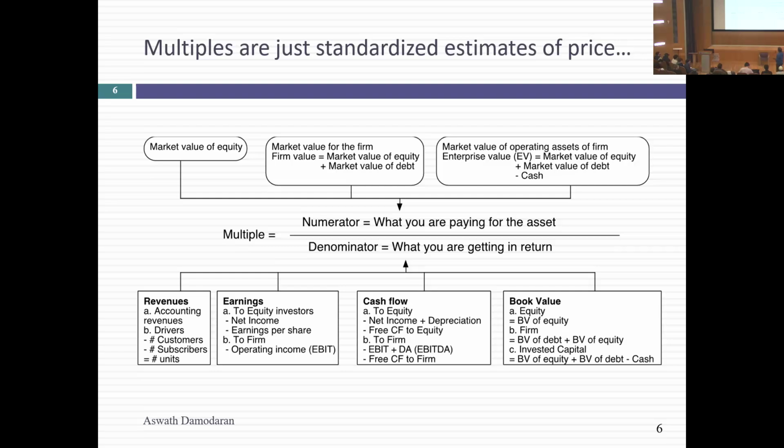The numerator can have market value of equity plus market value of debt, though people cheat and use book debt. Why? Because it's tougher to get market debt. It's called market value of the firm. Or you can take market value of equity plus market value of debt minus cash. It's called enterprise value.